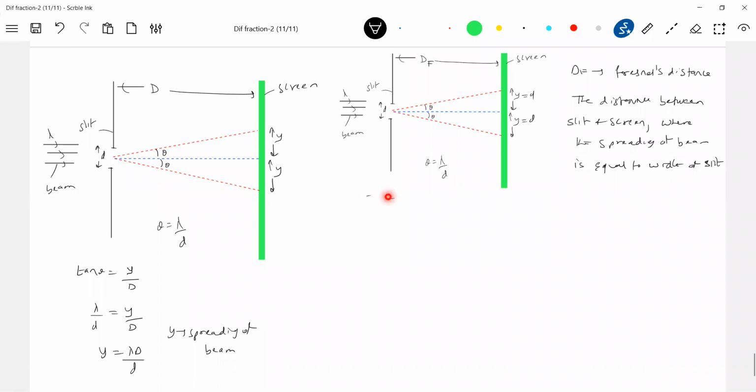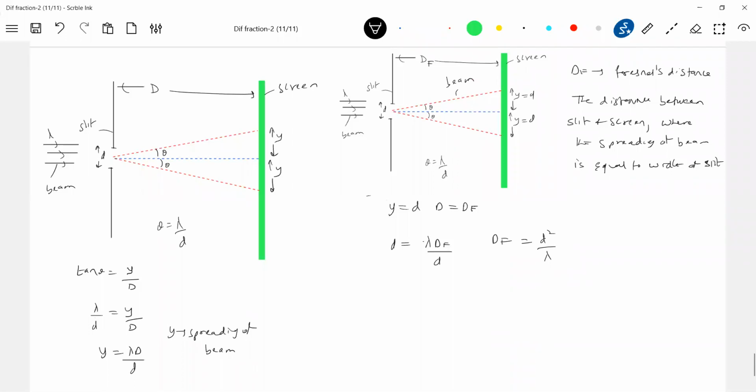So as we know tan theta, now what is y? Y should be equal to d, and the distance d is equal to df. So I'll substitute in this formula. This will become d lambda df by d. So the Fresnel distance is equal to d square by lambda. How to calculate the Fresnel distance? What is the width of the slit and what is the wavelength of light you have used? That will determine the Fresnel distance. If you keep it there, the spreading of the beam will become equal to the width of the slit.